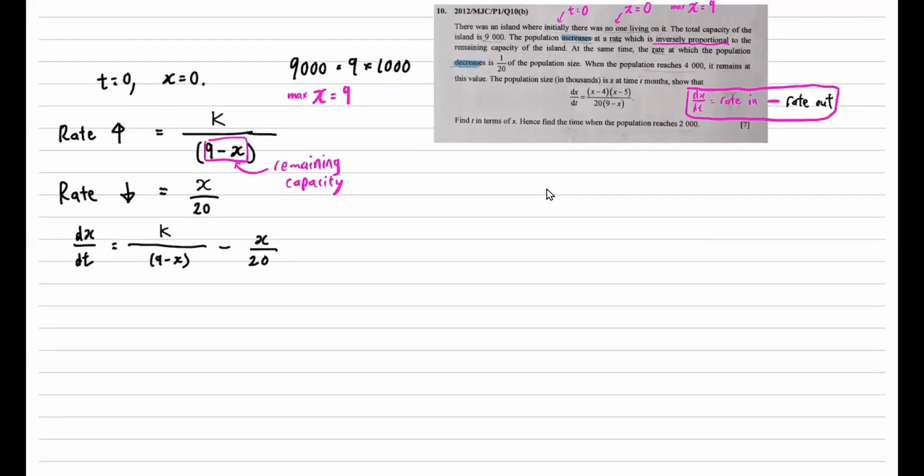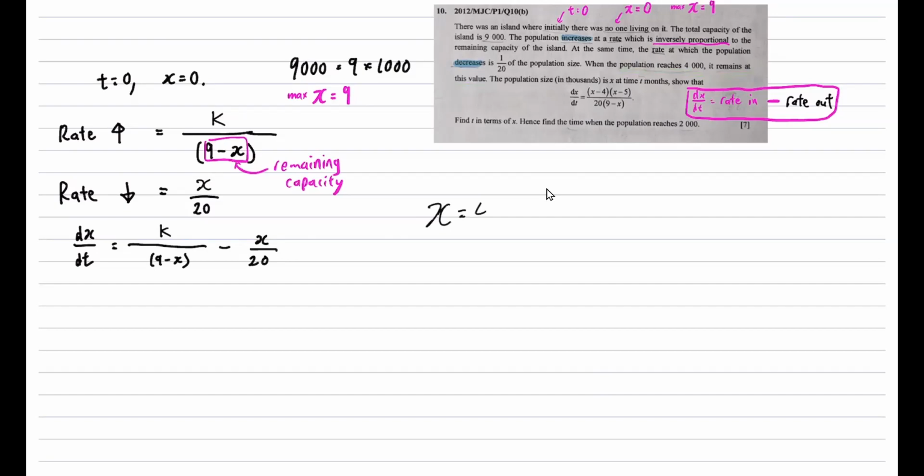Yes. So rate in minus rate out. Then that's why we have rate increase minus rate decrease: k over 9 minus x minus x over 20. So how do you link it to this fraction here? It doesn't even look the same. That's when you need to figure out something else, which is the last sentence they gave you. When the population reaches 4,000, it remains at this value. What does that mean?